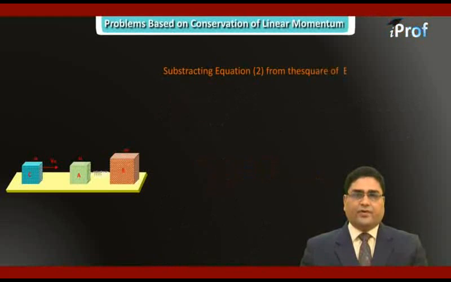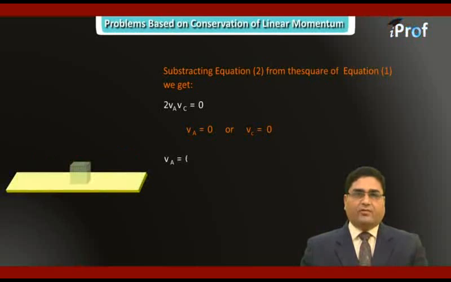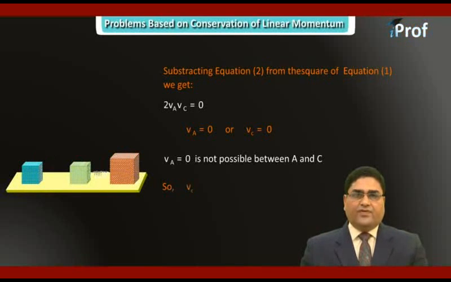Subtracting equation 2 from equation 1, we get 2vavc equal to 0. That gives us either va equal to 0 or vc equal to 0. But va equal to 0 is not possible, so vc equal to 0. Because if va equal to 0, then there will be no interaction between A and B, and there will be no compression of spring. So vc equal to 0.